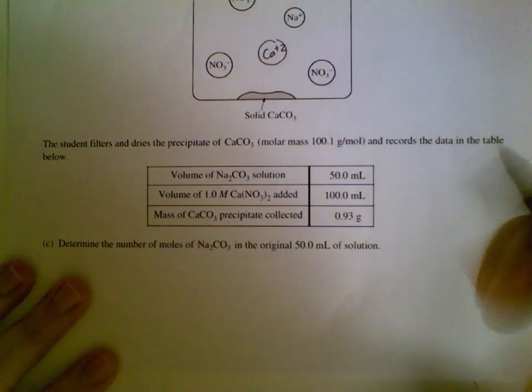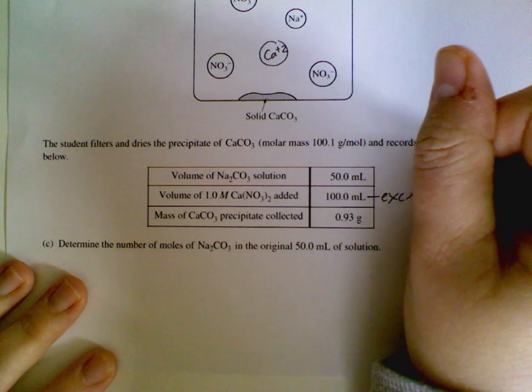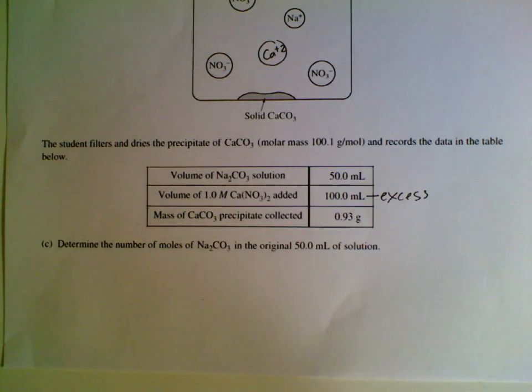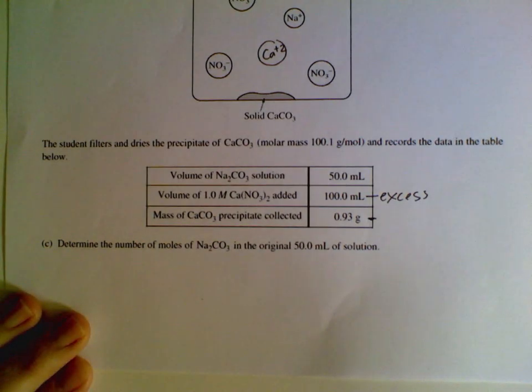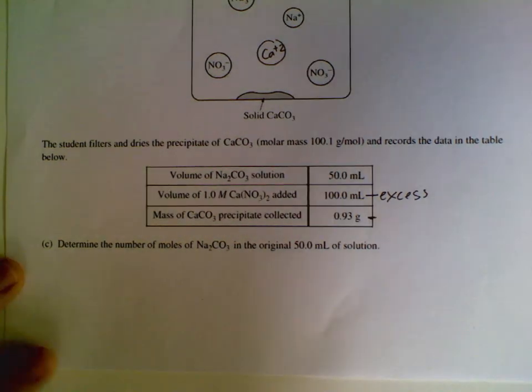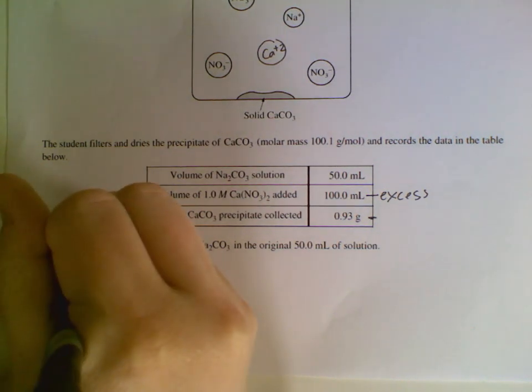The calcium nitrate, that is in excess. So we don't know anything about that. That is not relevant to this particular conversation because we don't know how much got used up. So we are going to have to use the mass of the precipitate to figure that out. So I'm going to start off with my 0.93 grams of calcium carbonate.